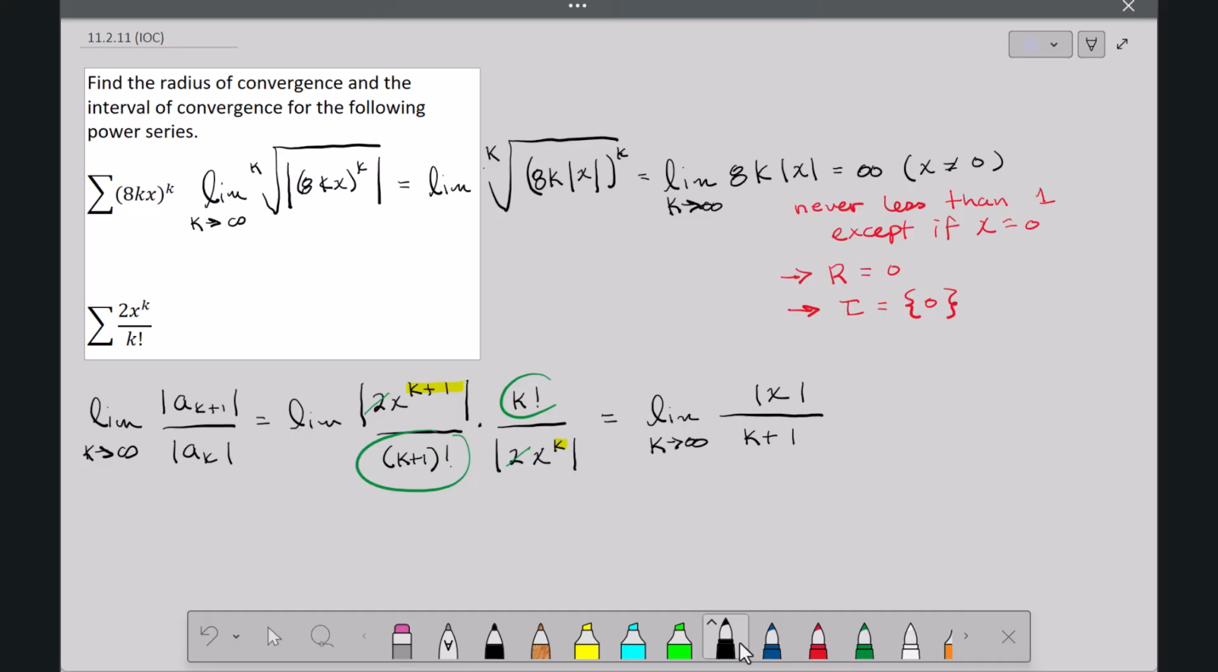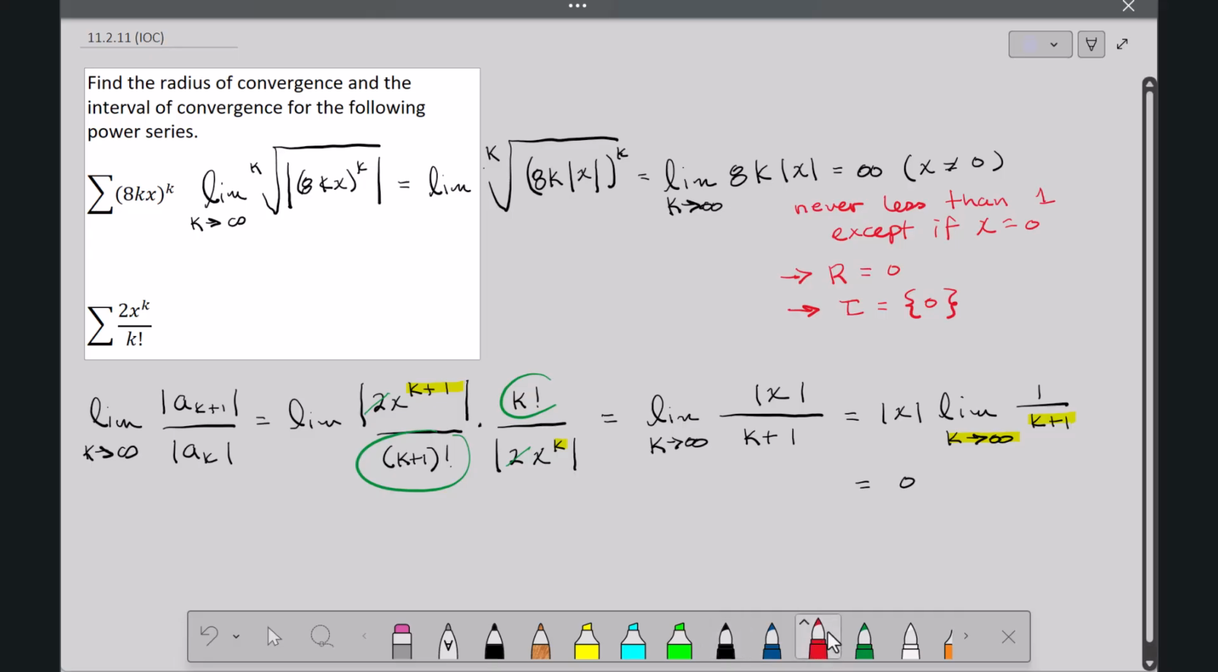Now, we don't have to, but you can factor the absolute value of x out because this limit is based on k. The limit as k goes to infinity, and x has no k in it. So we have this. And that limit will be 0. So this denominator is going to infinity, and 1 divided by a denominator that's going to infinity will be 0. The fraction values are approaching 0. So what we see here is that this limit is 0, and this is less than 1 always.